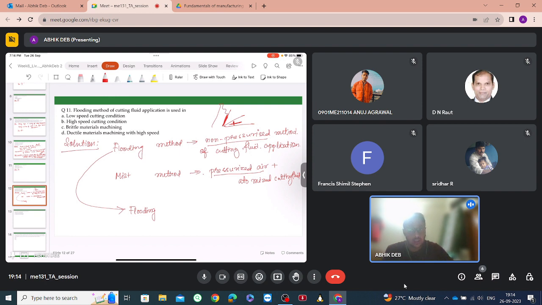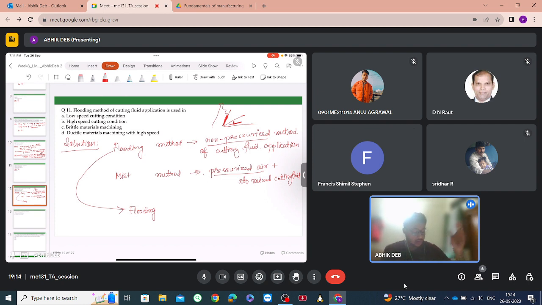If it is a low cutting speed situation that is generating some high speed because of some other reason, maybe because of the bluntness of the tool, or because of a larger value of the friction between the tool and the workpiece material, whatever it is, even if it is a low speed cutting condition, then we have to use the flooding method. But if it is a high speed cutting condition which is resulting in that high temperature in the cutting zone, then we have to use a mist method.